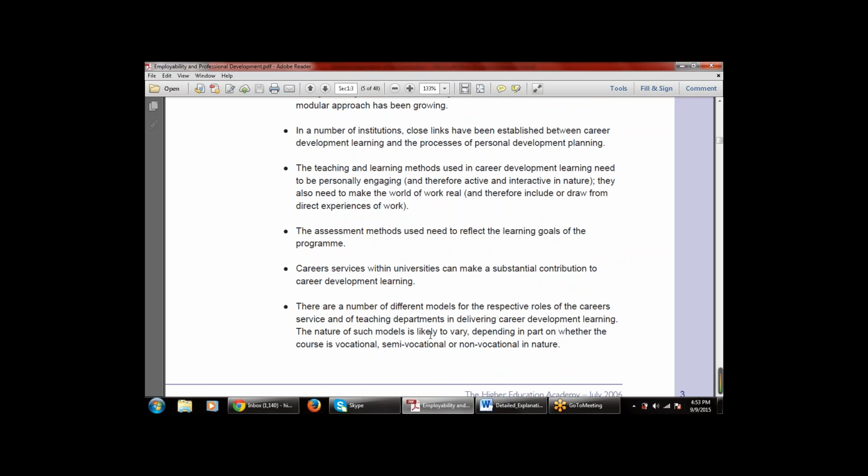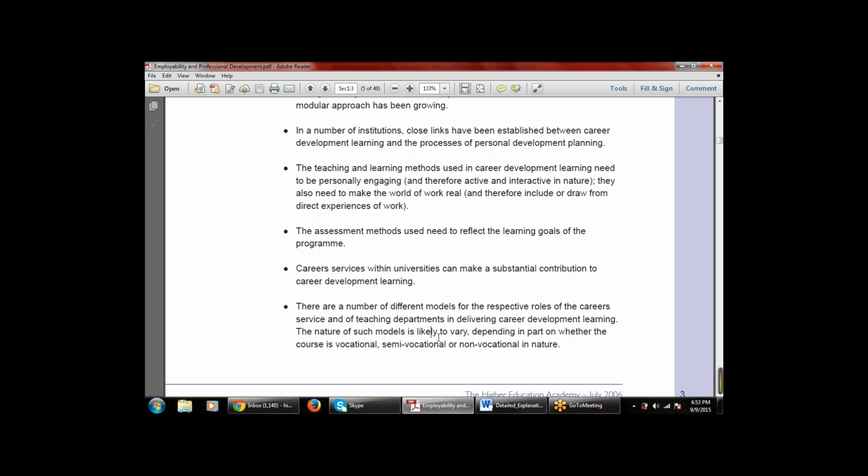So for example, I taught you the various modules of the Edexcel, and I'm also going to teach from today employability and professional development. These are the various approaches used for the development of the module, the respective role of the various careers, and the various models are also used for delivering career development learning in the teaching department.